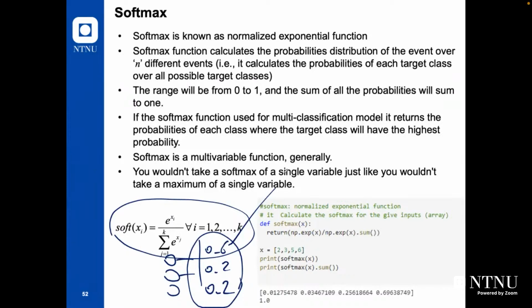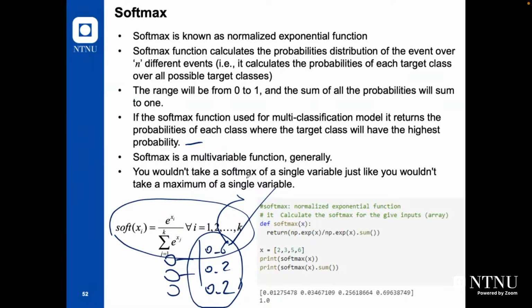The softmax function is used for multi-class classification models, and it will return the probability of each class, where the target class will have the highest probability. So we can use argmax, right? If you are using a softmax layer, for example as the output layer, we call it a softmax layer because we use the softmax activation function, which calculates the probability. Once you have the outputs, you can use the argmax function to get the right class.